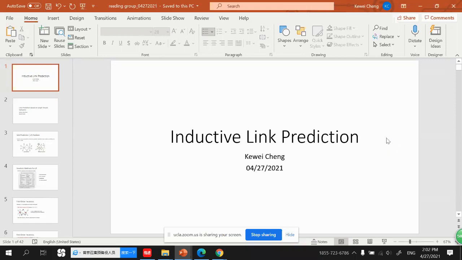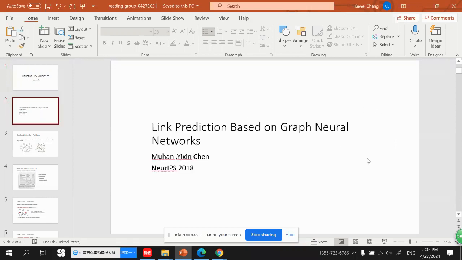Today I would like to introduce two papers regarding the topic of inductive link prediction. The first paper I would like to present has the title Link Prediction Based on Graph Neural Networks. This paper was published in NeurIPS 2018.